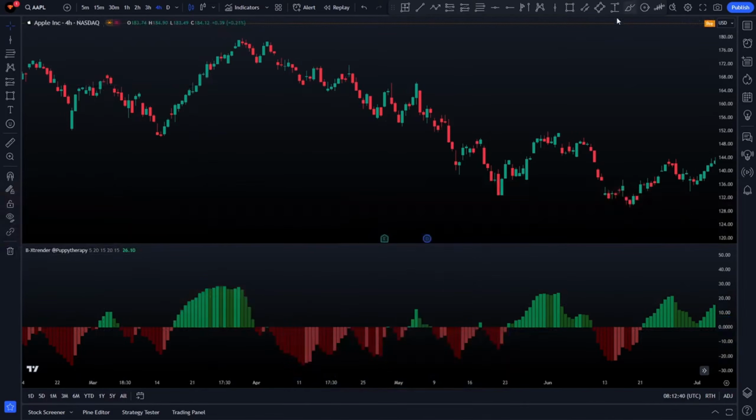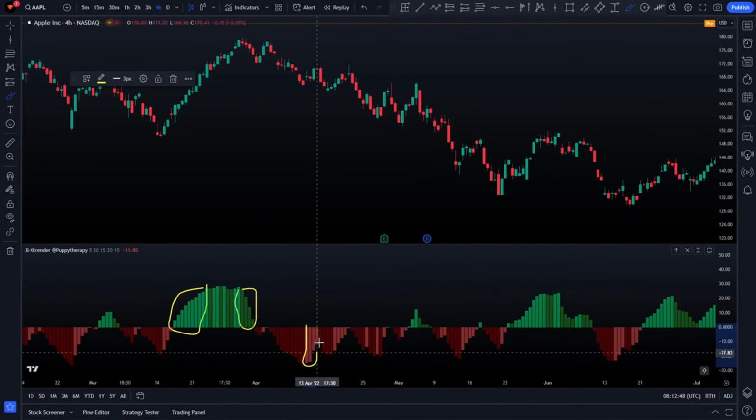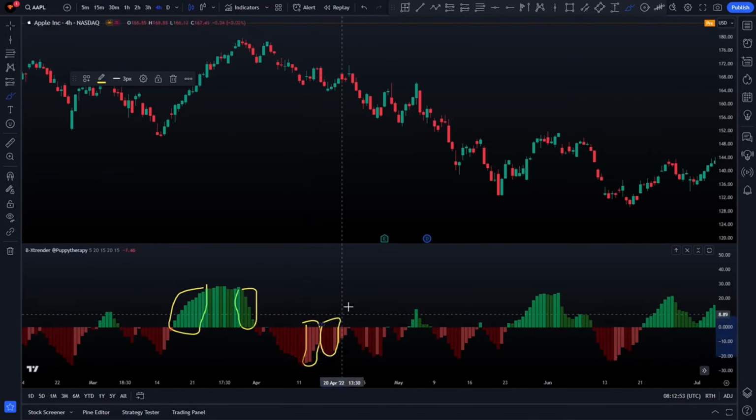The light green histogram means the strong bullish momentum. The dark green histogram means the weakened bullish momentum. The light red histogram means the strong bearish momentum. The dark red histogram means the weakened bearish momentum.